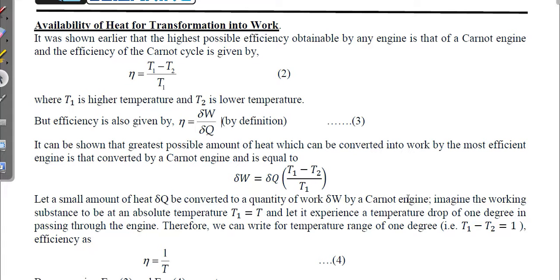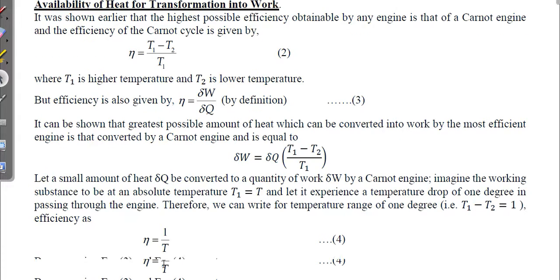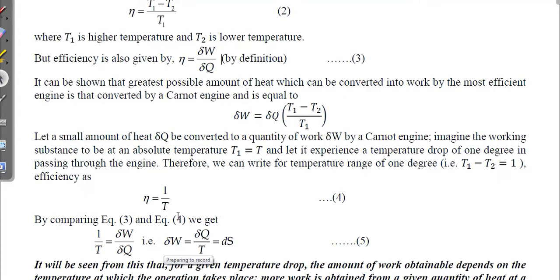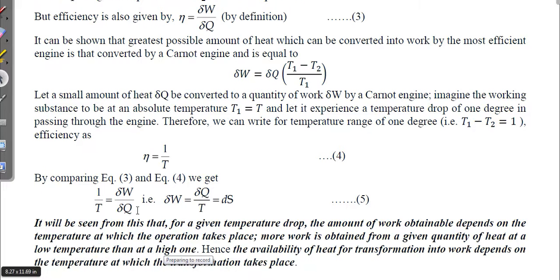So we are imagining a Carnot engine and we are saying that T1 equals T, some absolute higher temperature, and we are experiencing a temperature drop of 1 degree in passing through the engine, a unit degree drop. So T1 minus T2 is 1. This efficiency term will become efficiency equal to 1 upon T. Now we are comparing efficiency in the fourth equation and the third equation. That becomes 1 upon T equal to dW upon dQ. So that is dW equal to dQ upon T, and dQ upon T we know as entropy change.